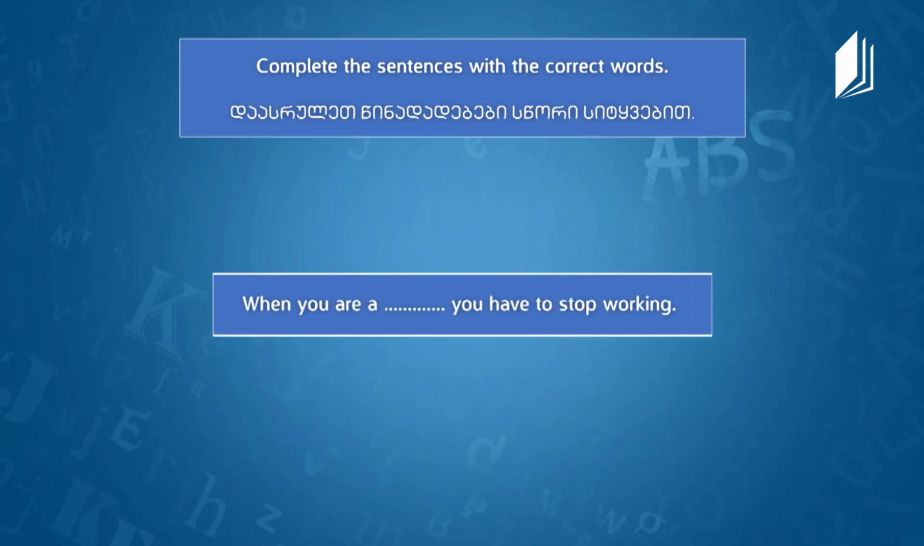When you are a blank, you have to stop working. Well, I think it needs to be someone who is elderly, right? Yeah, and we call that person a senior. Good job.